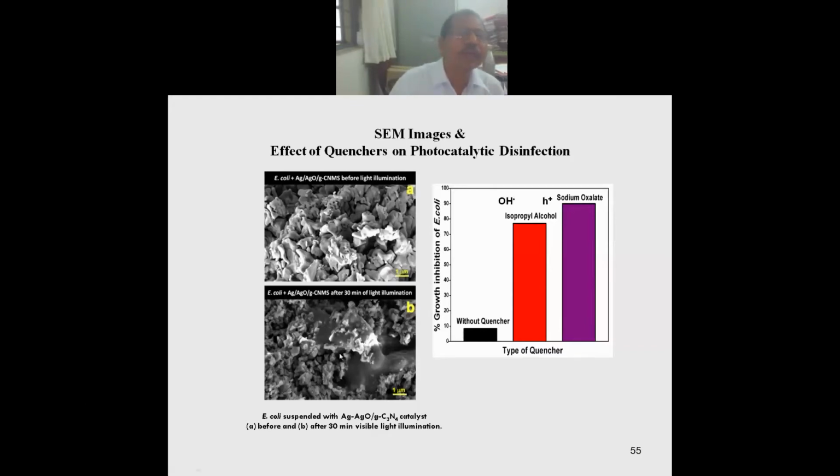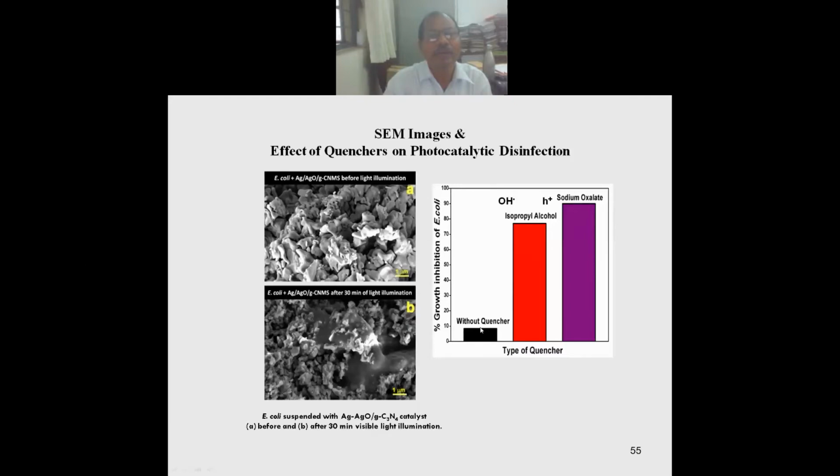We have taken the same. This is the original spectra before irradiation of light, and this is after irradiation of light. This shows the killing, the rupture of the bacterial cell. This image is showing that, and again with different quenchers we have seen the quenching effect.